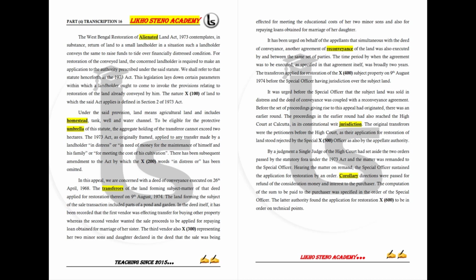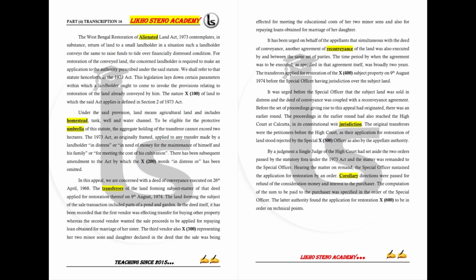The West Bengal Restoration of Alienated Land Act 1973 contemplates, in substance, return of land to a small landholder in a situation such a landholder conveys the same to raise funds to tide over financially distressed condition. For restoration of the conveyed land, the concerned landholder is required to make an application to the authority prescribed under the said statute. We shall refer to that statute henceforth as the 1973 Act.